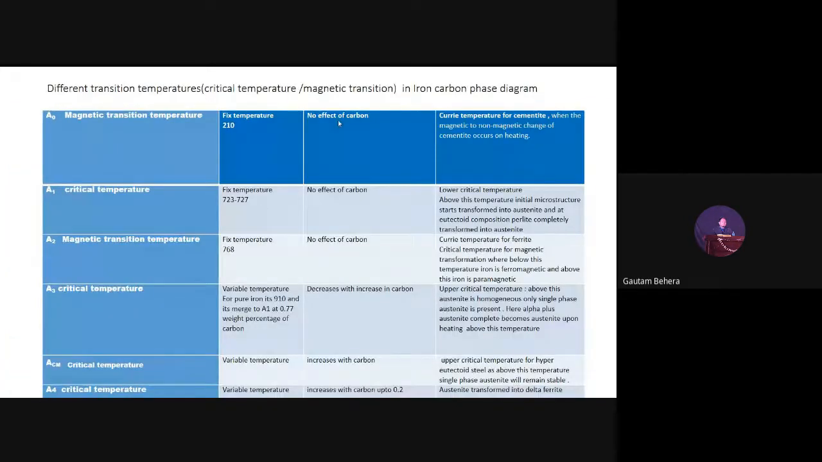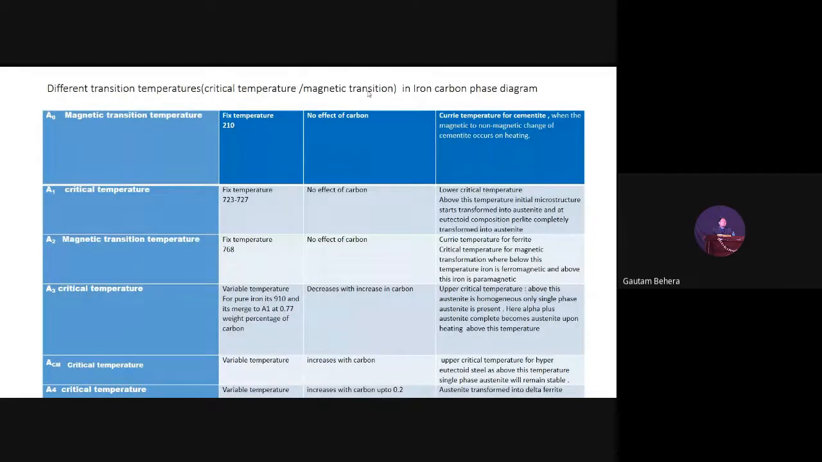Now, different transition temperatures. Different transition temperatures may also be called critical temperatures. Critical temperature is the temperature at which phase transformation initiates or starts. Phase transformation means the change in crystal structure will happen. The initial crystal structure will change into another crystal structure, right?